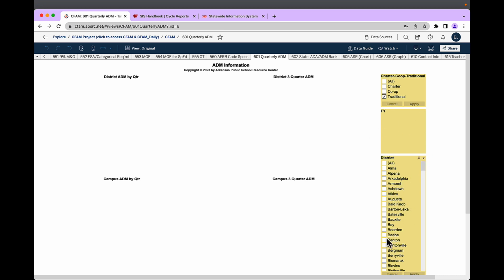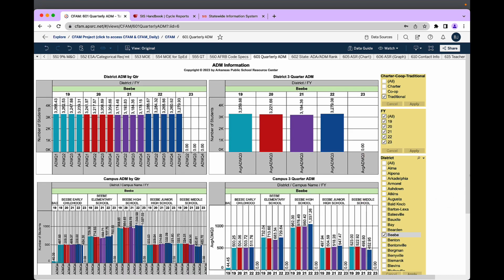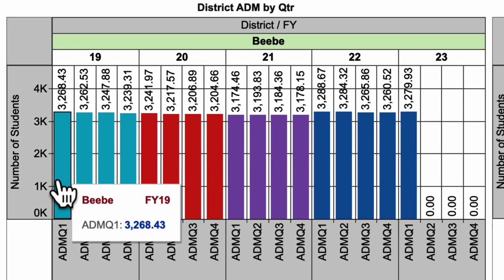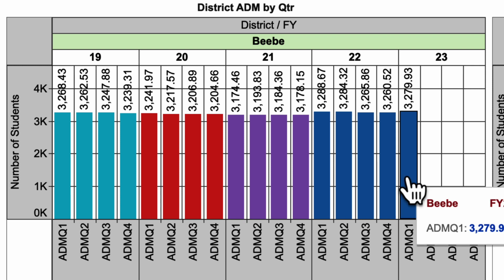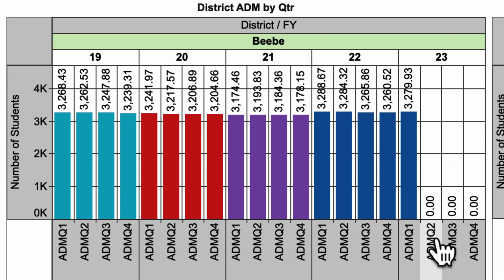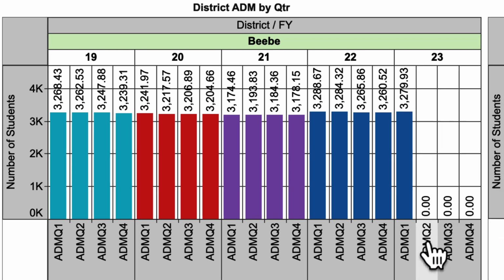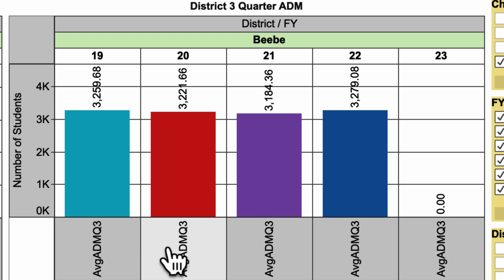Today we're going to pick on BB. So you select a district and say apply. This is showing us our actual ADMs by quarter for fiscal years 19 through current. As you'll see, at the time of this filming we haven't gotten that second quarter ADM yet. Next block shows the average ADM.